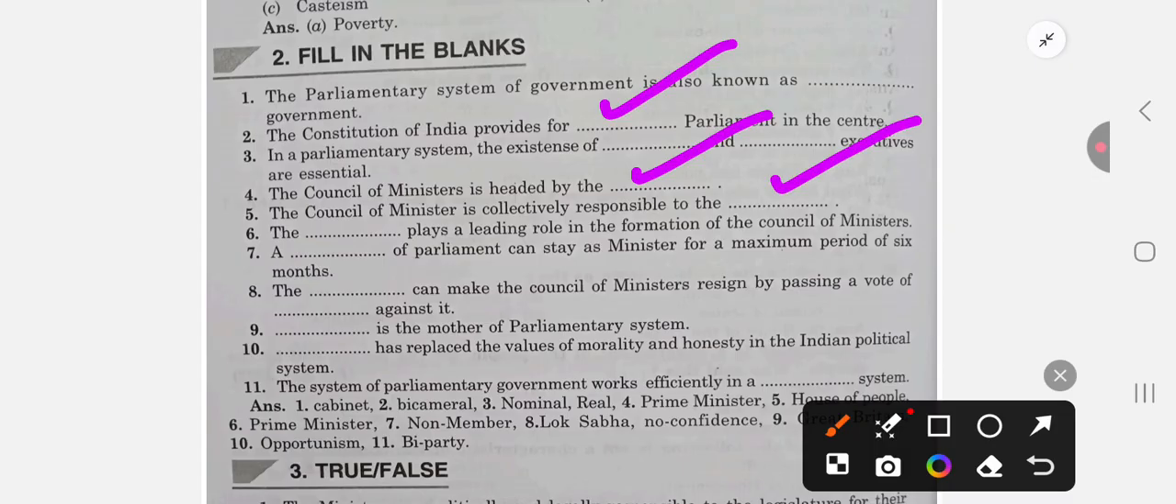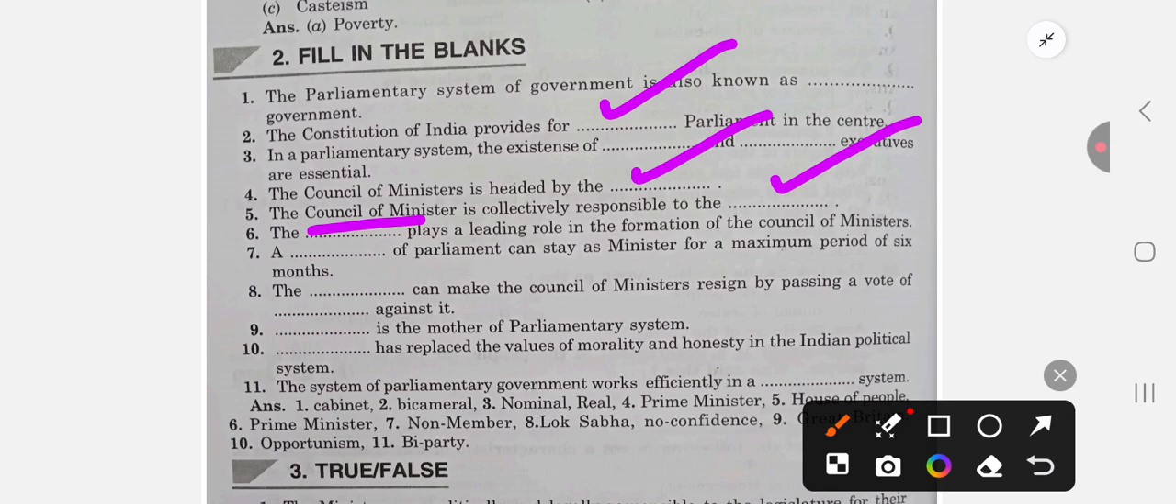Question number 6, the dash plays a leading role in the formation of council of minister. Prime minister. Prime minister plays a leading role. Next is, a dash of parliament can stay as prime minister for a maximum period of 6 months. It means a non-member of parliament can stay as minister for the period of 6 months.